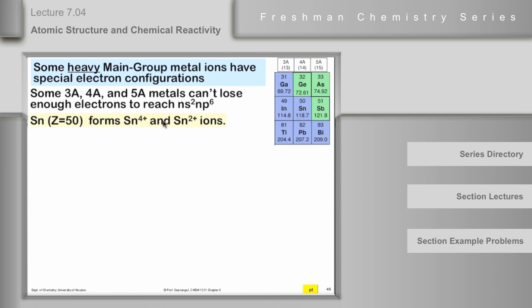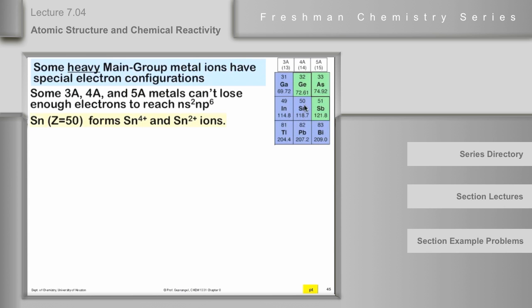It forms two ions. It forms tin 4+ in compounds like SnO2, and it forms tin 2+ in compounds like SnCl2 or SnF2. If you remember the original Crest toothpaste with stannous fluoride, that's SnF2, and SnF2 is a good source of fluoride ions to fluorinate your enamel, to make it more resistant to whatever you expose it to. So here's tin right here in group 4A.